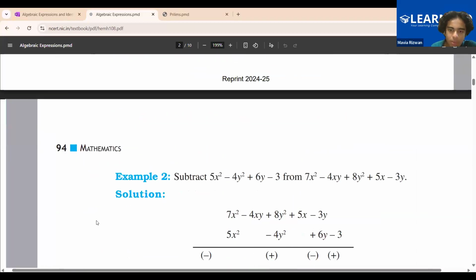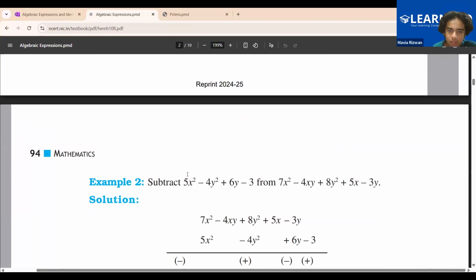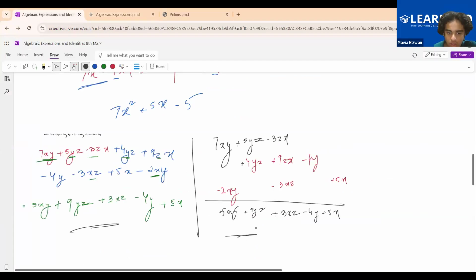Okay. Now how to subtract? They are saying subtract. Achha guys, first of all, which method was better, this one or this one? According to you? Sir, the second one. Okay. Manisha, according to you? The second one. Priyanka, which one was better, the first one or the second one?